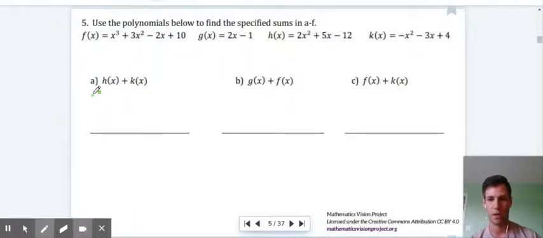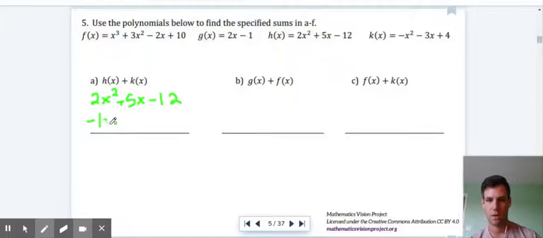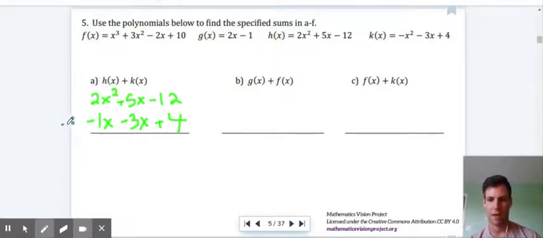So we can kind of show our work a little bit. We're doing 2x squared plus 5x minus 12. And then we're going to add to that negative, not negative 2, negative 1x squared, or just negative x squared. And we're going to add a negative 3x and a positive 4. So let's use that line to our advantage and write it out as plus.